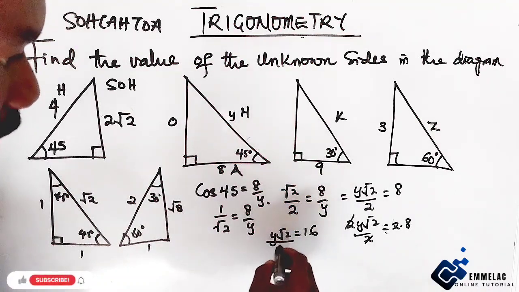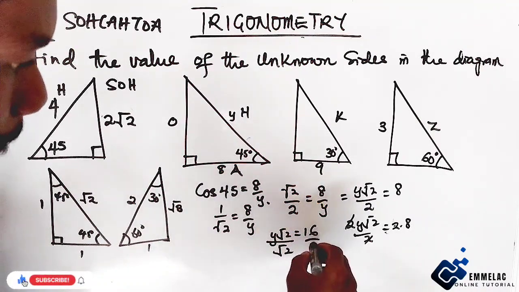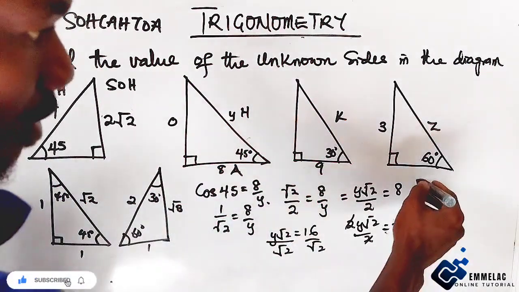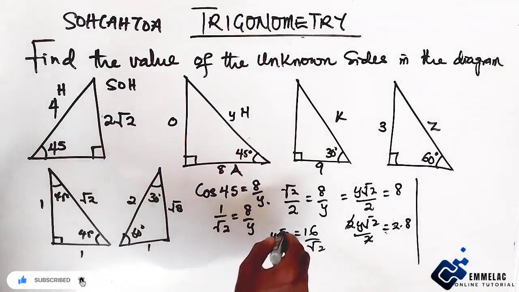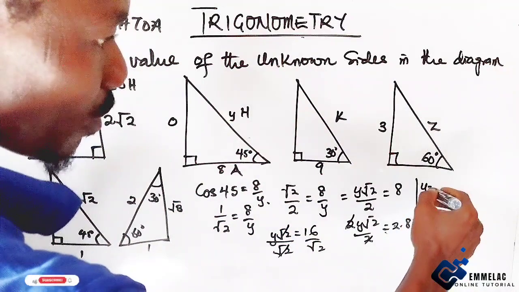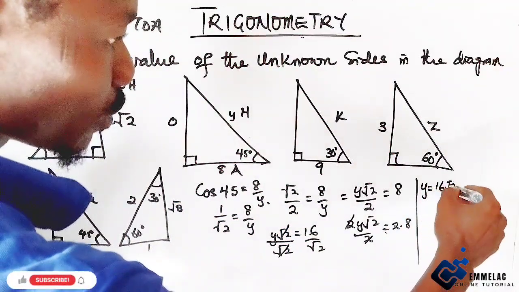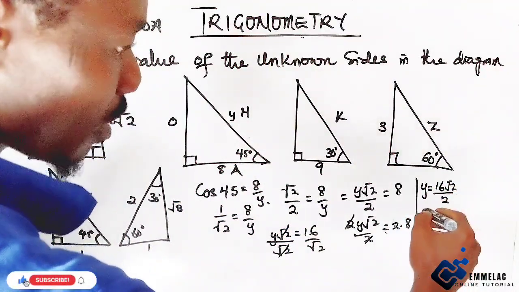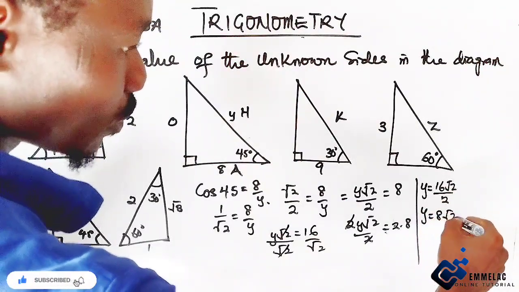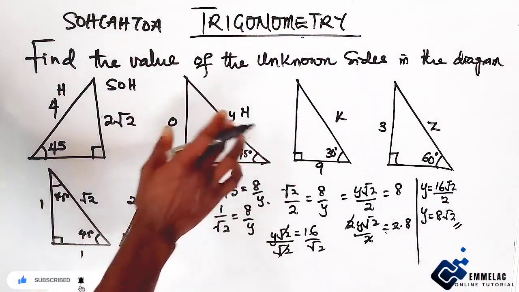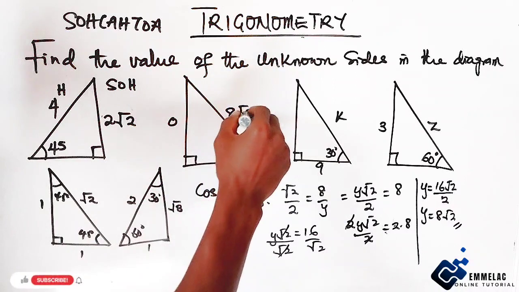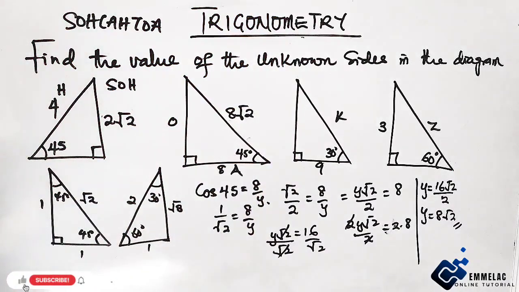Now let's divide both sides by root 2, and this will eliminate this. When we rationalize, we have that y equals 16 root 2 over 2. So our y will now give us 8 root 2 as the final answer.